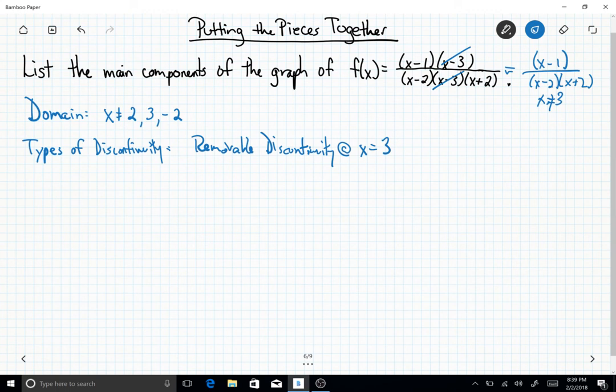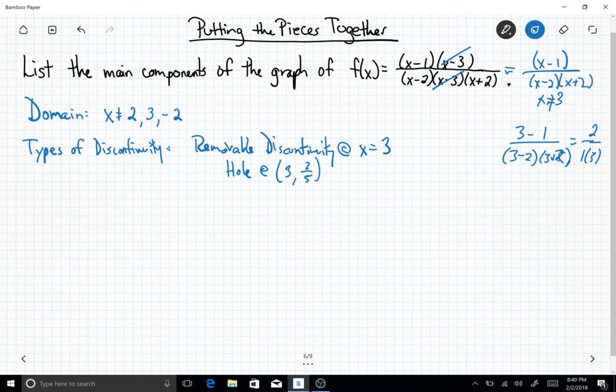So the way to figure out the y value there, you get 3 minus 1, you just plug it into this, and then you get 3 minus 2 and 3 plus 2. So for your removable discontinuity, you get 2 over 1 times 5, so 2/5. What that means, just an FYI, is that's a hole at (3, 2/5).